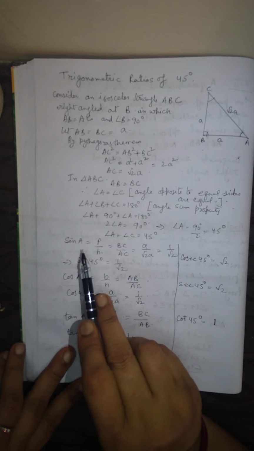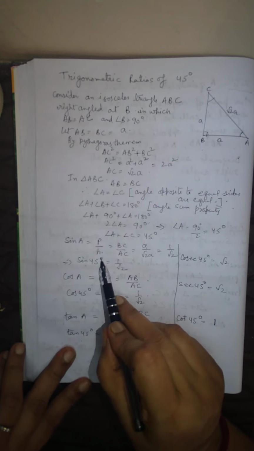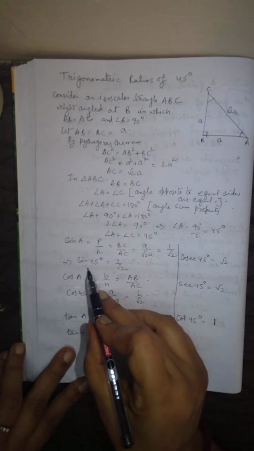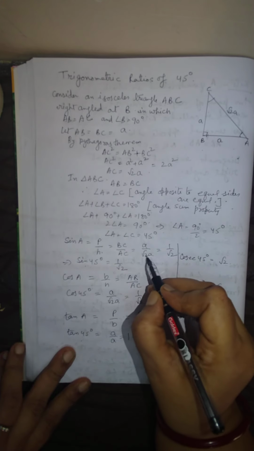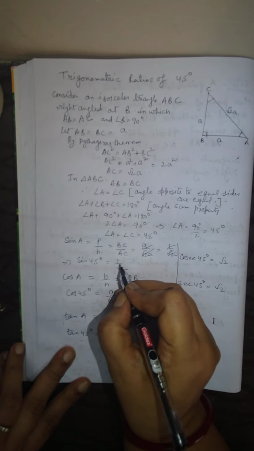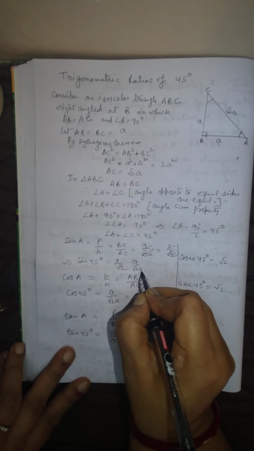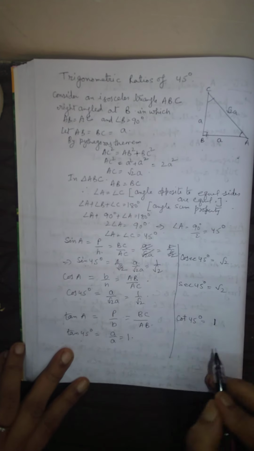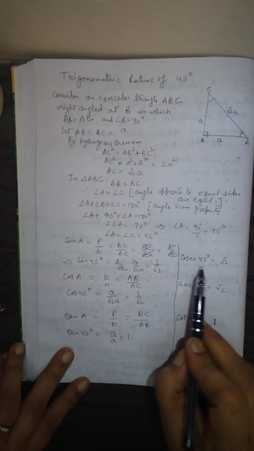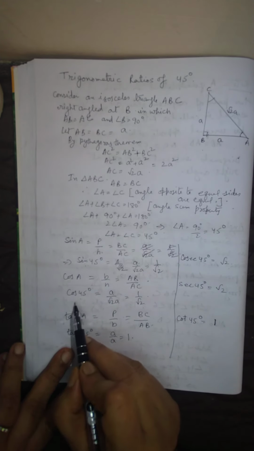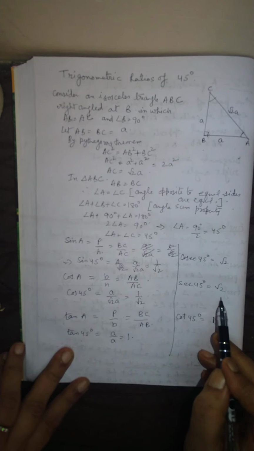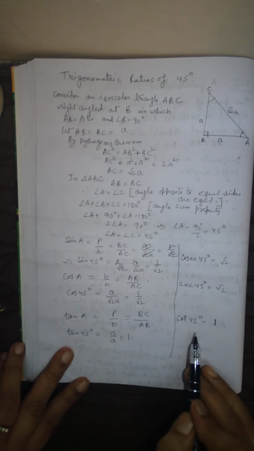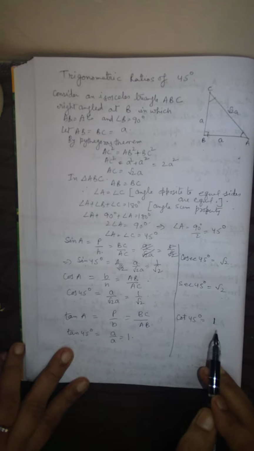So sin A, that is P by H, that is BC by AC. So here you can write sin 45, that is A by root 2 A, that is 1 by root 2. We should write this one here. That will be much clear. And cosec 45 is the reciprocal, root 2. Then cos 45, 1 by root 2. Sec 45, reciprocal of this, root 2. Tan 45, 1. Cot 45, reciprocal of 1, that is 1.